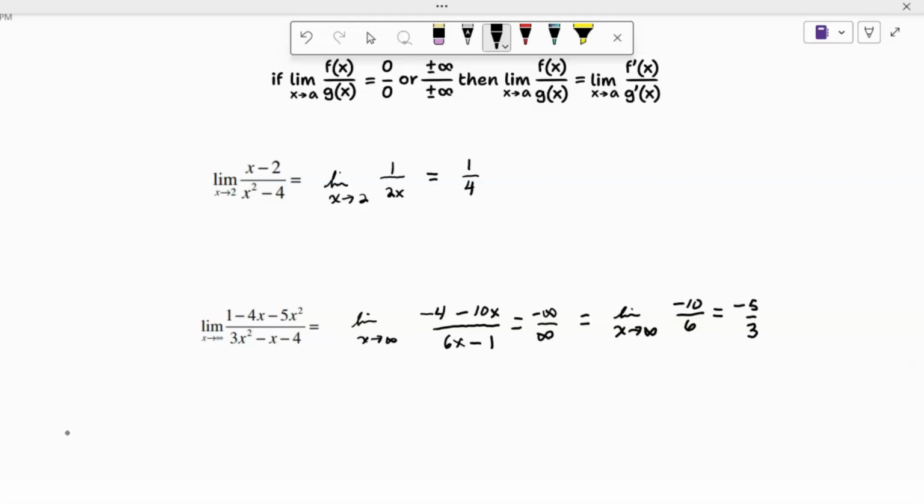Okay, now those two problems, we probably didn't need to use L'Hopital's rule. So in the next example, I'm going to show you where you definitely need L'Hopital's rule and when it's used on the AP.